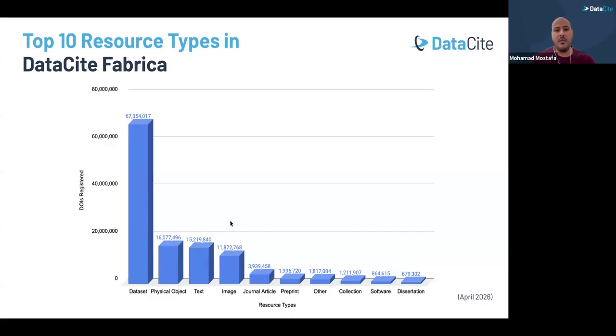Within our registry in general, as you can see, we have over 67 million datasets. We have over 16 million physical objects. We have text files, we have images, we have journal articles as well. We have preprints, but you see also software is recognized here as a resource type, connecting it also to the scholarly record of other outputs.